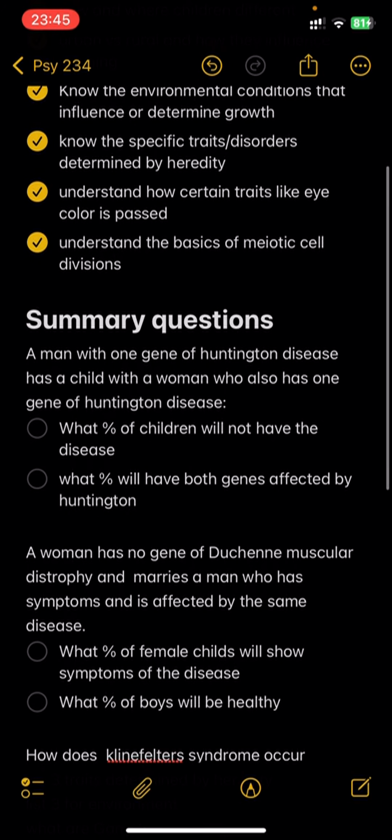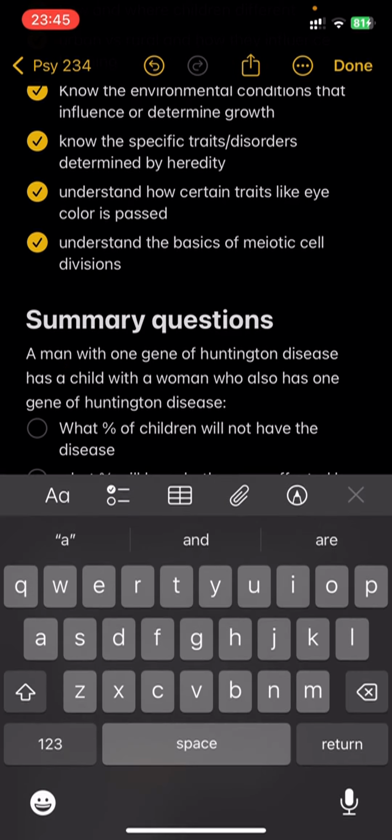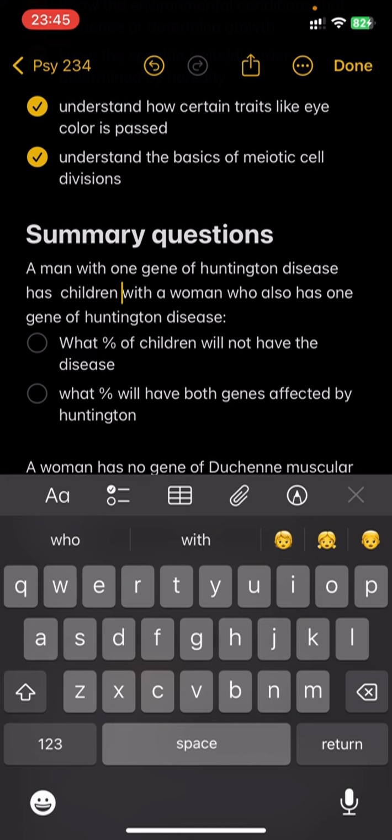I also wanted to mention that you should try to memorize a few of those diseases under each one. So now, a man with one gene of Huntington disease has children with a woman who also has one gene of Huntington disease. Now answer the following question. What percent of children will not have the disease? You can pause the video here so you can draw it out. And what percent will have both genes affected by Huntington?